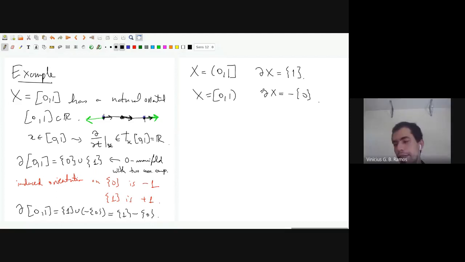Something that's also kind of obvious is if you switch the orientation on X, then you switch the orientation on the boundary.